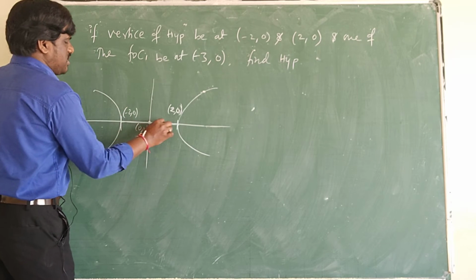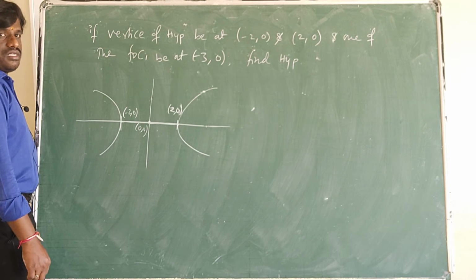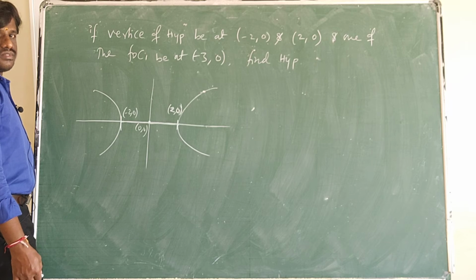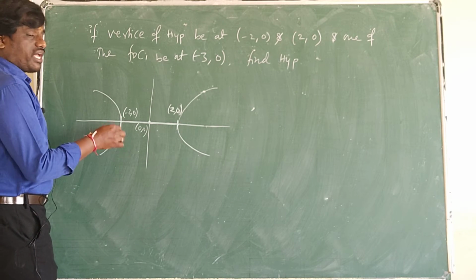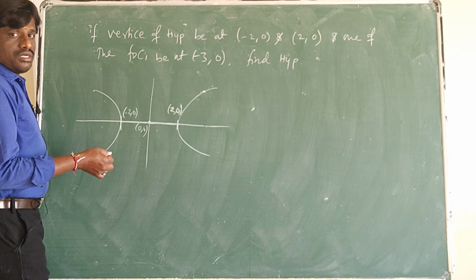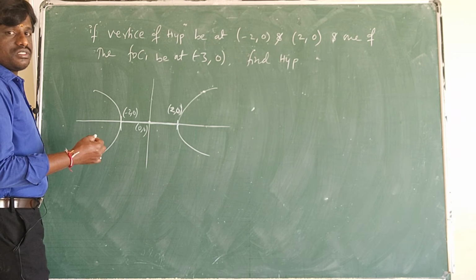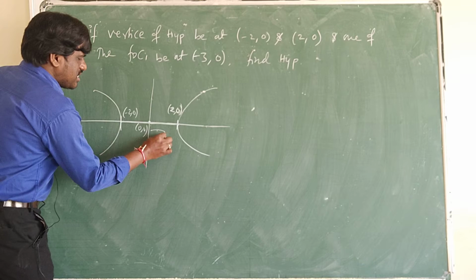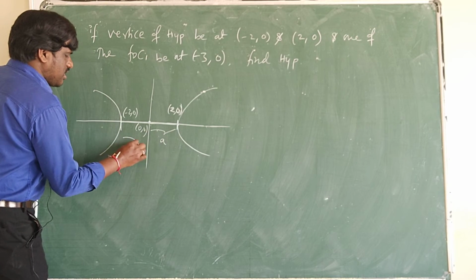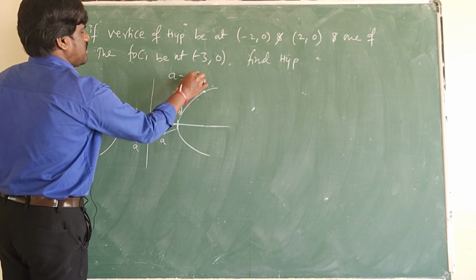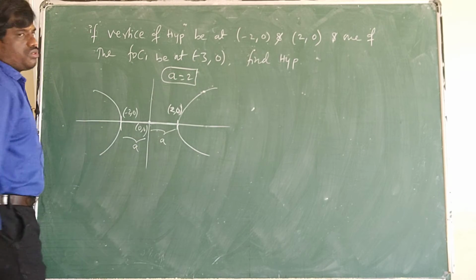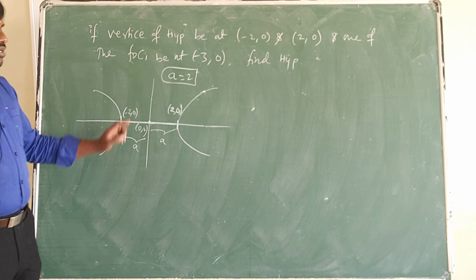What is the name of this length? Transverse axis. So the transverse axis is 4. It means 2A is 4. If 2A is 4, A is how much? The distance from here to here is what? It is A. The distance from here to here is also A. Then A is equal to how much, I am asking? A is equal to 2. A is equal to 2, given.